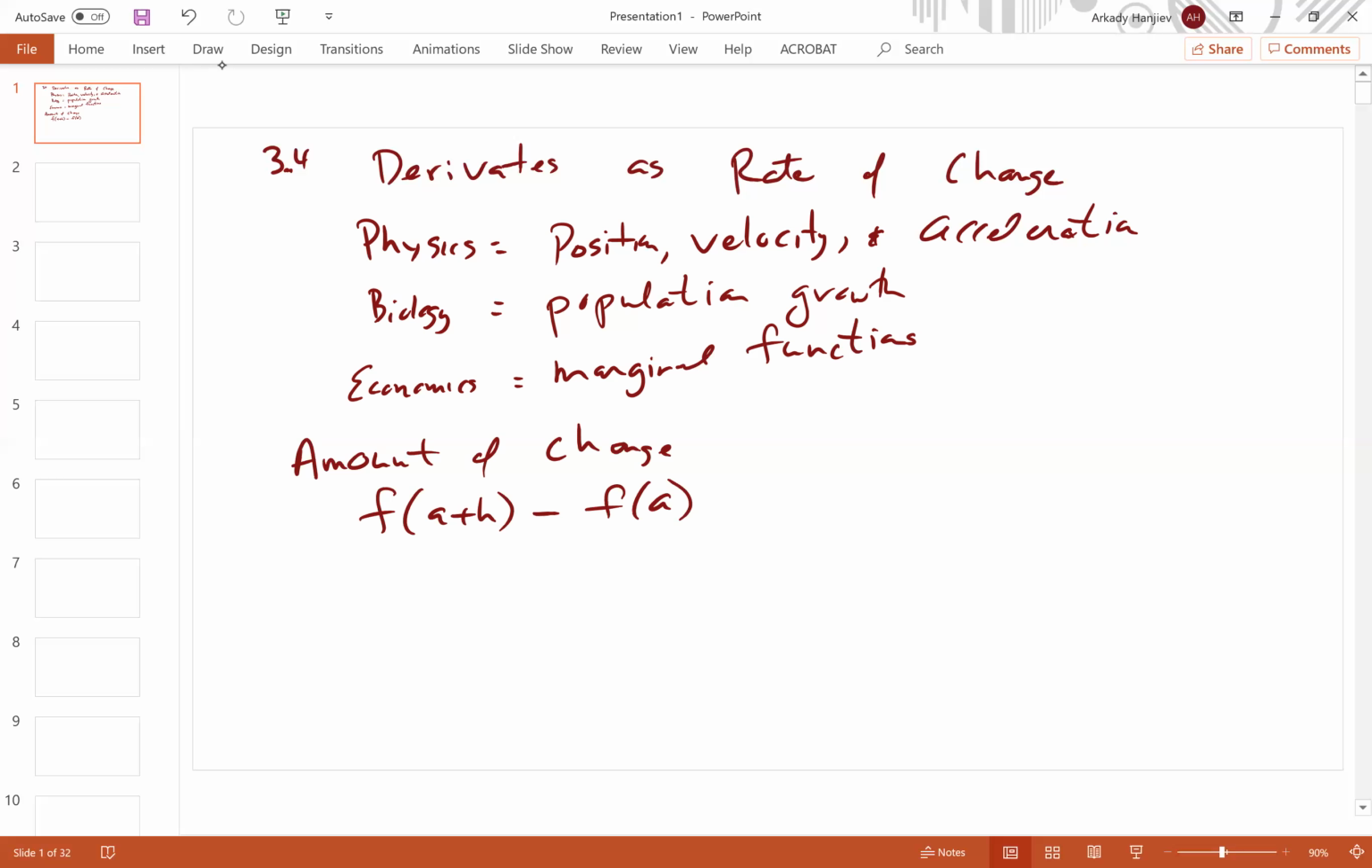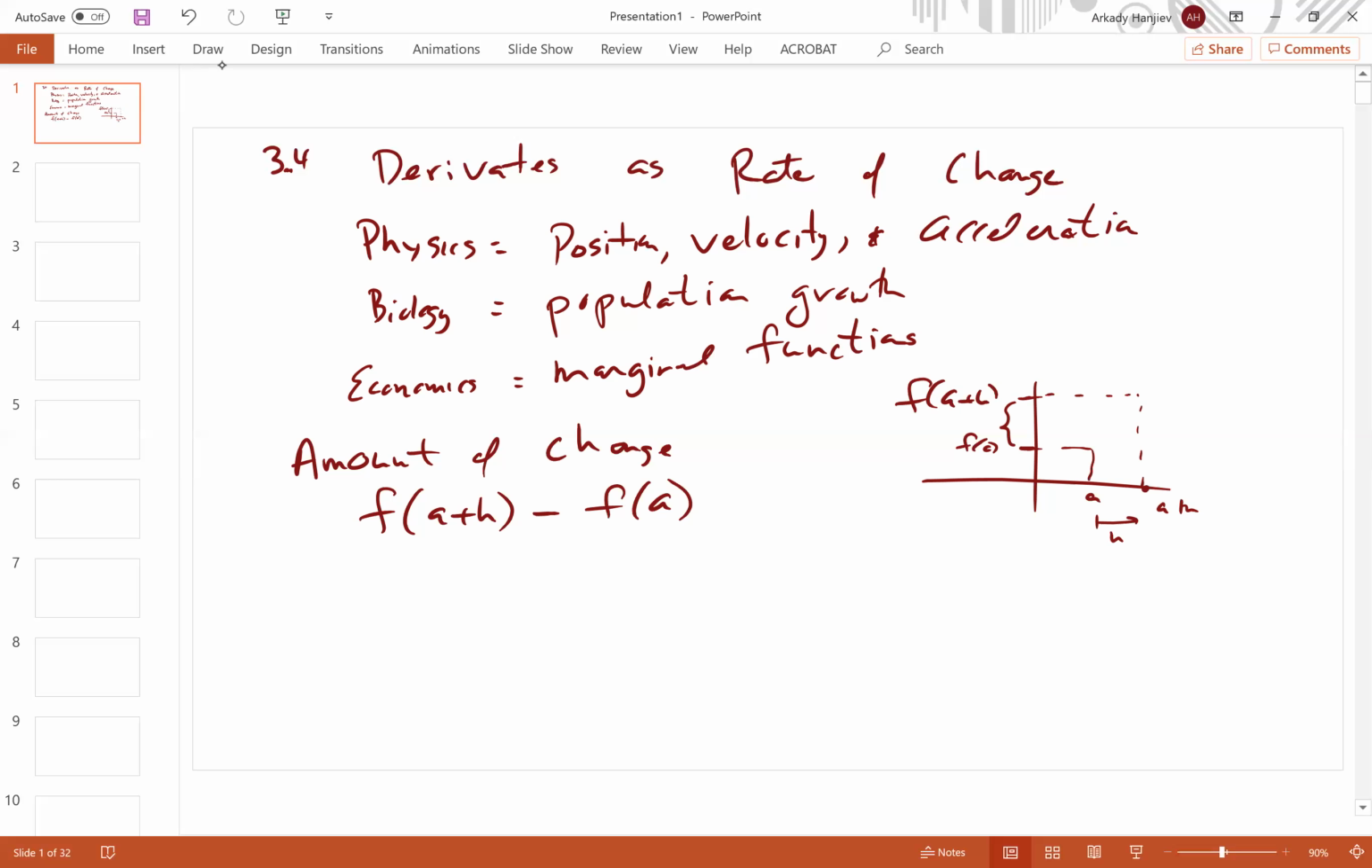So if you're looking at a y-axis, just a quick example, you have this one, which is f of a. And let's say this is a right here. And then we add h to it right here. So whatever this a plus h is going to be, this would be f of a plus h. And then really the amount of change is going to be this little piece right here. It's the difference in the y values technically, right? Okay, so amount of change is that.